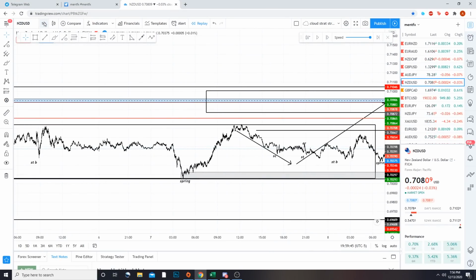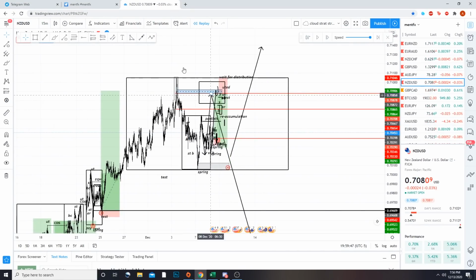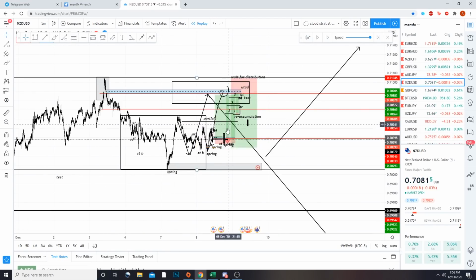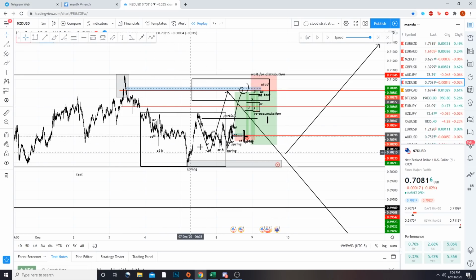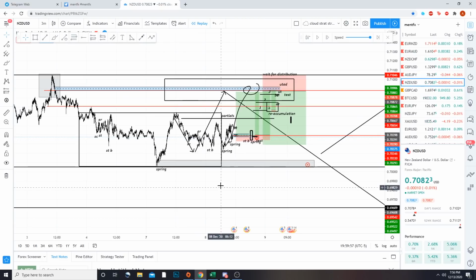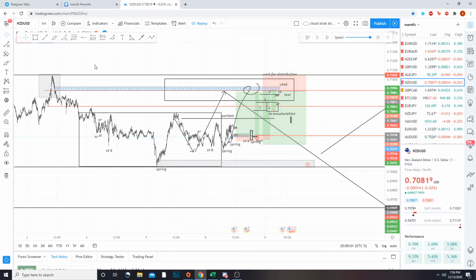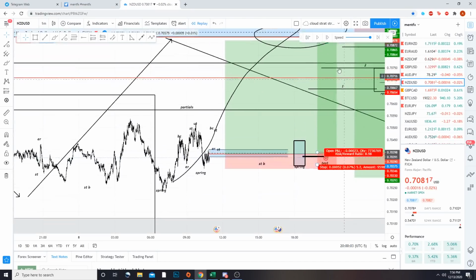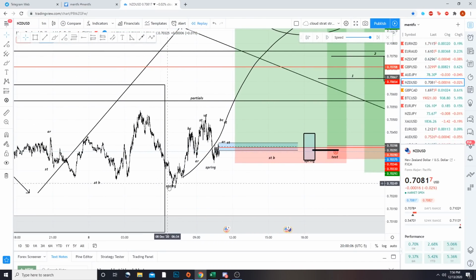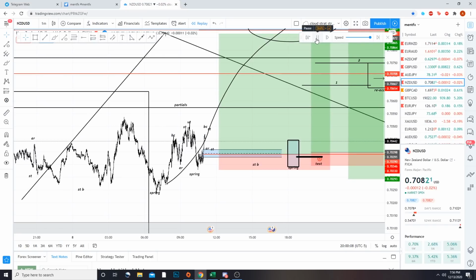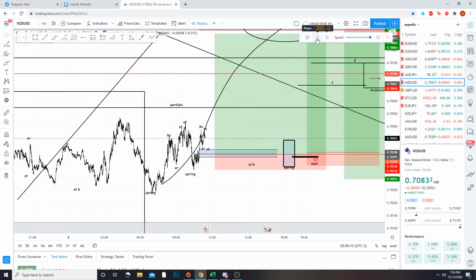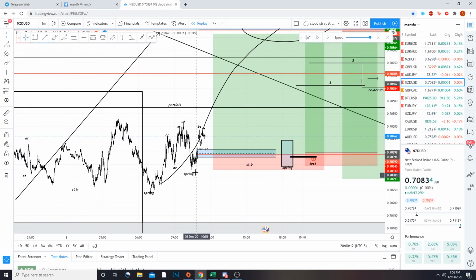We have a higher time frame distribution right here that we are expecting to be met as a test. Now on a lower time frame, we have a lower time frame accumulation. Within this accumulation, to the test of it, we have an even lower time frame accumulation. And within this accumulation, on a lower time frame, we have this accumulation, which is testing this one, and now we still have not entered this market. Instead, we waited. At this point, we were ready to enter on the spring.